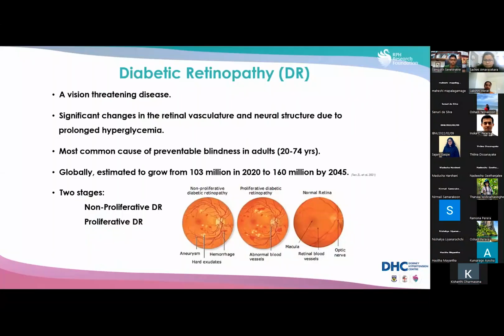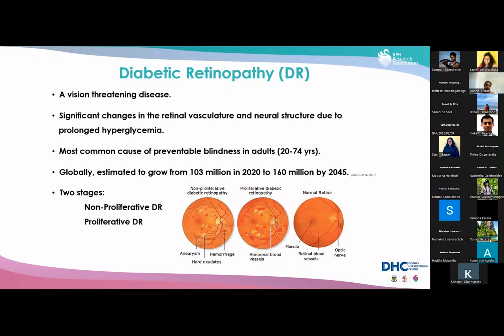To the audience that may not be very familiar with the topic of diabetic retinopathy, it is a vision-threatening disease that significantly affects the blood vessels of the retina and also the neural structure due to increased blood glucose levels for a prolonged period. It's the most common cause of preventable blindness in adults aged 20 to 74 years. It's globally estimated to grow from 103 million in 2020 to 160 million by 2045, clearly indicating to us a problem with the number of people suffering with this preventable complication of diabetes.